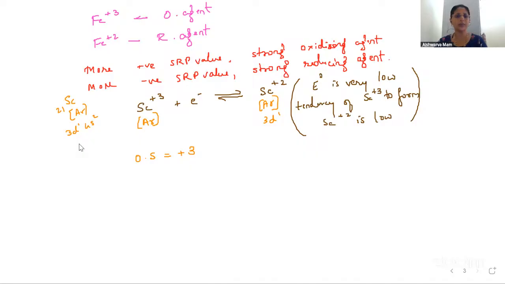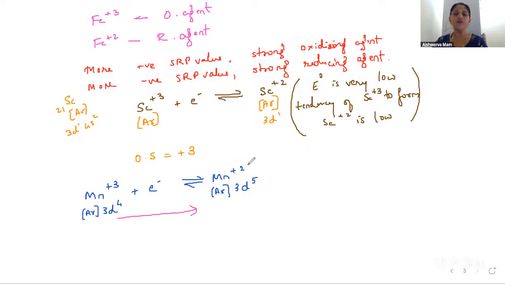Let me take one more example to make it very clear, because this concept becomes important. Whatever question is asked, you should be able to solve it. Mn plus 3, you want to give it one electron to form Mn plus 2. Let us have a look at it. Mn plus 3 will be Ar 3d4. By gaining one electron, it forms Ar 3d5. So comparatively, a higher standard electrode potential value indicates that the tendency of Mn plus 3 to form Mn plus 2 is very high.